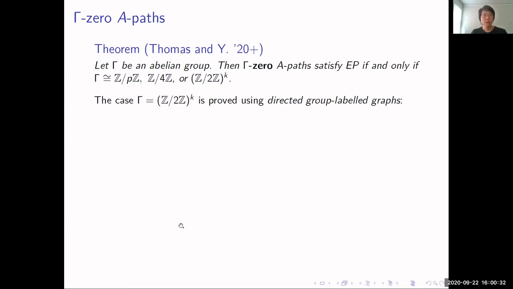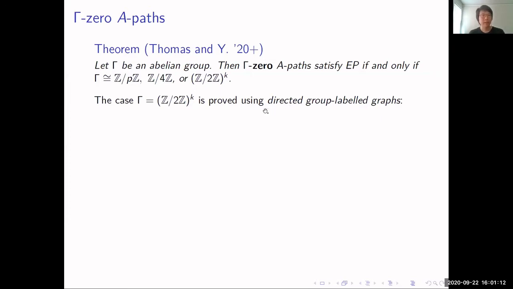Okay, and in this more general setting, we can actually characterize when the A paths of weight 0 in this group labeled setting satisfy the Erdős-Pósa property. The only groups under which the gamma 0 A paths satisfy the Erdős-Pósa property are integers mod P or integers mod 4. These are just the 2 previous theorems. And the only other group where this is satisfied is integers mod 2 to the power of some k. Okay, and to prove this last part, we actually need to go to a different setting of directed group labeled graphs.